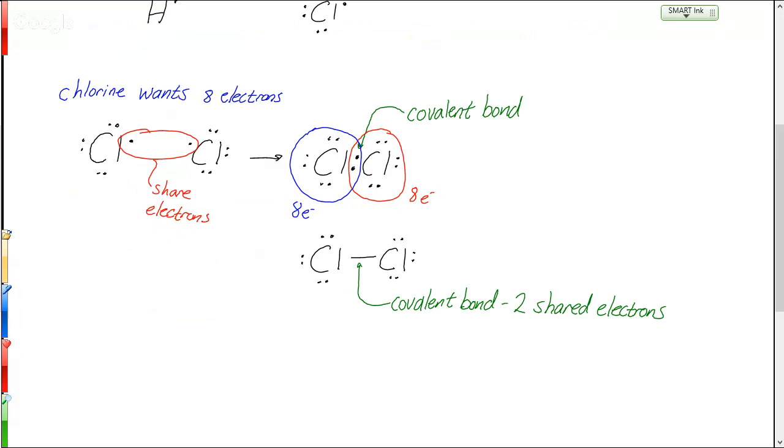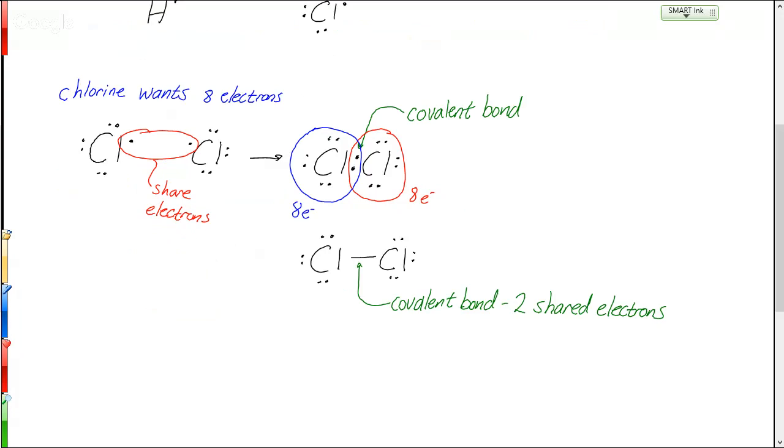We don't use that line for things like ionic compounds because those aren't shared electrons. So we don't say NaCl and have a line between Na and Cl. It only applies to this type of interaction called a covalent bond, where the electrons are being shared.